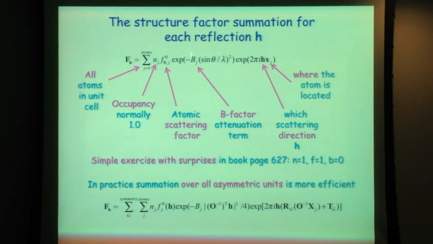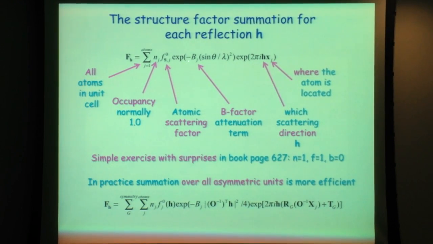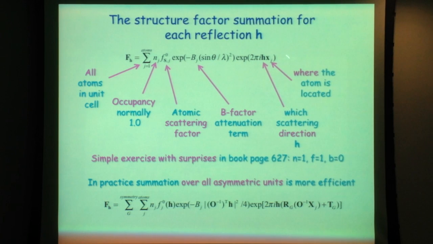Then there's the atomic scattering factor for that atom labeled J, and it depends on scattering angle, sine theta over lambda. There is this Debye-Waller factor for atom J. It's got its own mean square displacement parameter. Okay. And then there is the exponential kernel for Fourier transforming from electron densities to structure factors. E to the 2 pi I h dot x. X represents here a vector, x, y, z. H represents HKL.